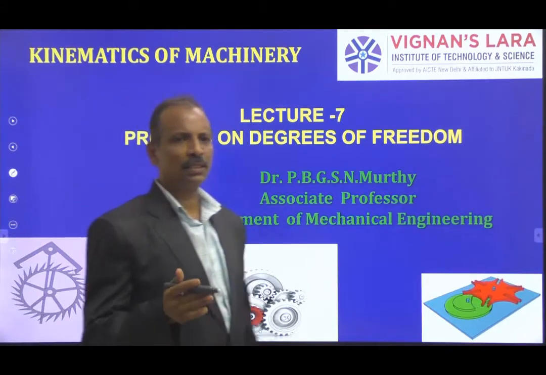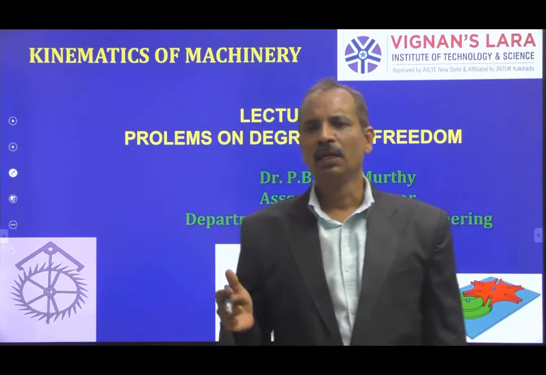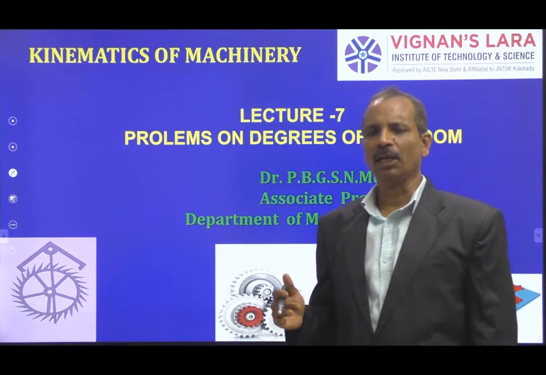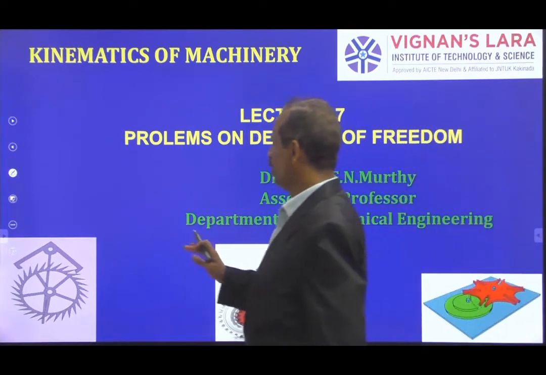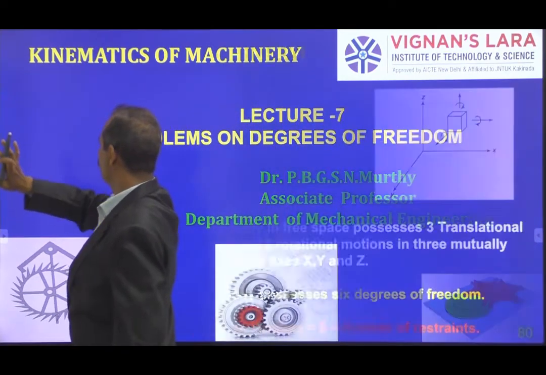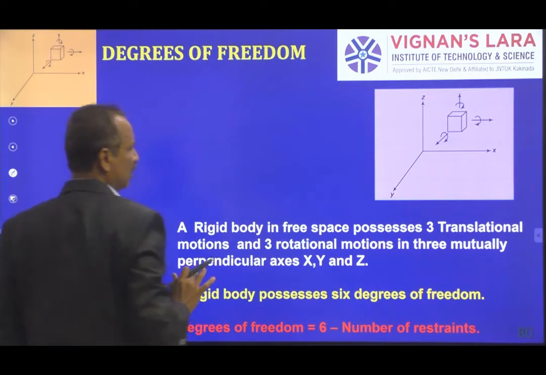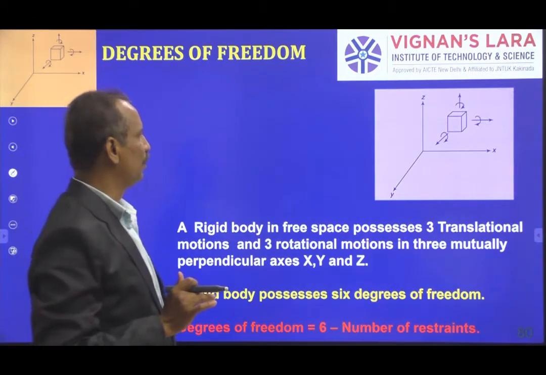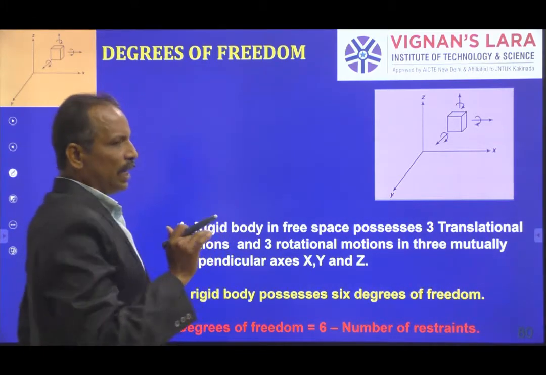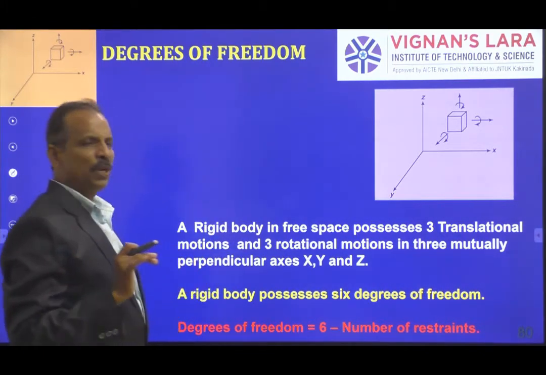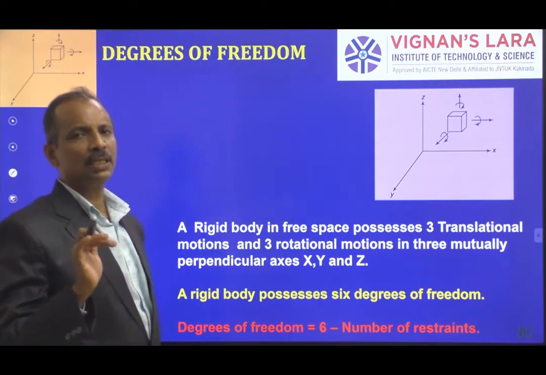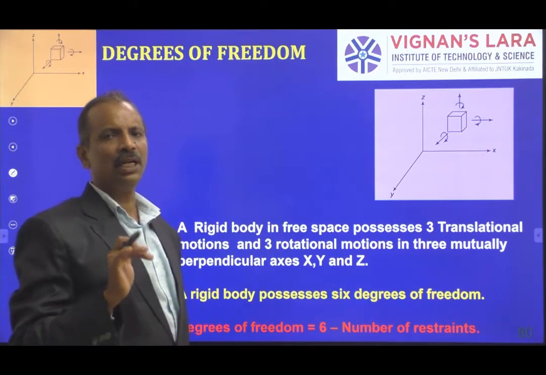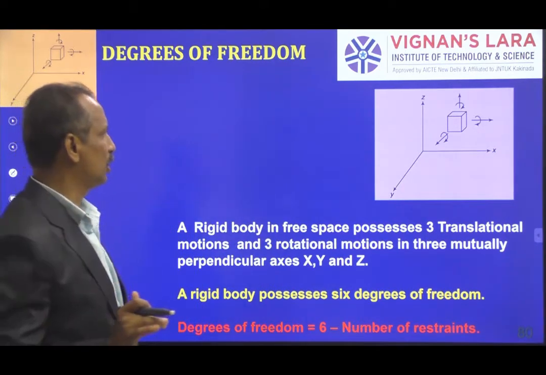Let us first spend 5 minutes on the theory background of what we have already studied regarding degrees of freedom. It is only a revision part. Before solving problems, we need to know the degrees of freedom and the corresponding mathematical equation. A rigid body in free space can have 6 degrees of freedom. What are those 6 degrees of freedom? 3 translational and 3 rotational.